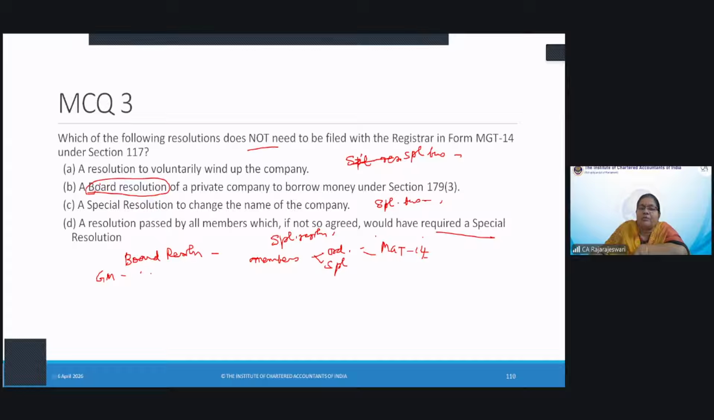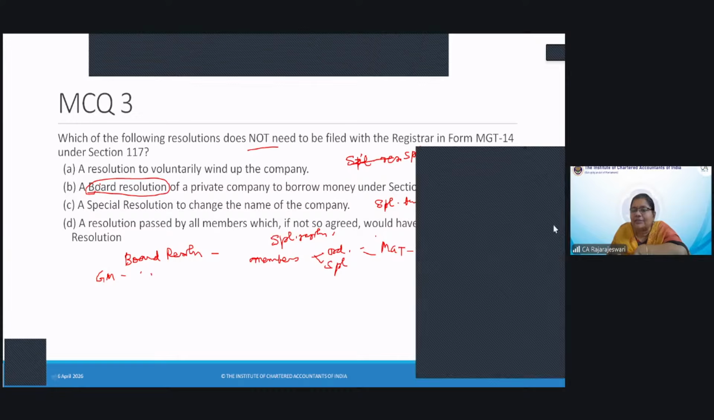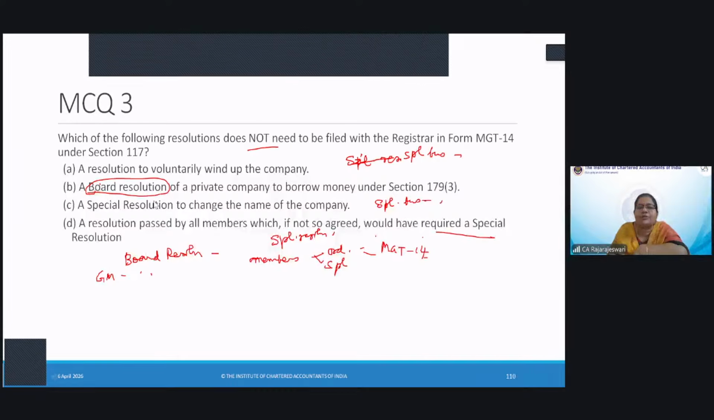Of course, to borrow money, you don't do it. If it is for allotment of shares or other things for a private company, then they file it, but only when the allotment is done. But for borrowing money by a private limited company, when a board resolution is passed, it's not required. So which of the following resolutions does not need to be filed with the registrar? Read that once again and then you will understand. It is a board resolution.